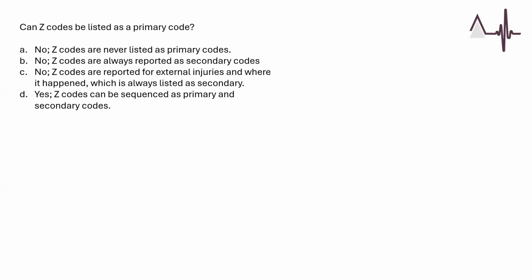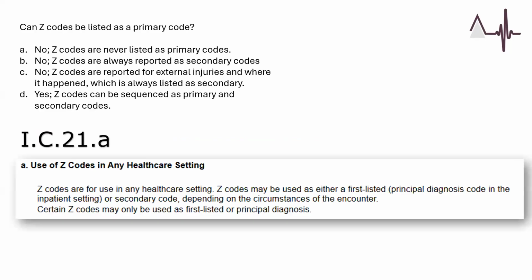And moving on, can Z codes be listed as a primary code? In the ICD-10-CM guidelines, I.C.21.a indicates Z codes may be used as either a first listed principal diagnosis code in the inpatient setting, or a secondary code depending on the circumstances of the encounter, of course. Z codes are not external cause codes, though. The external cause codes are listed in Chapter 20 in the tabular list and begin with alpha characters V, W, or Y, and can only be reported as secondary codes.